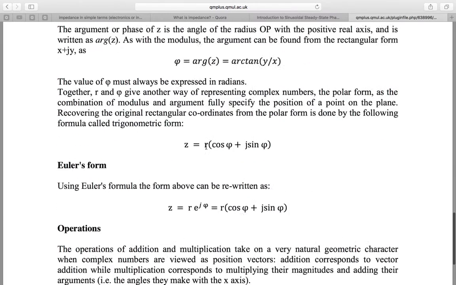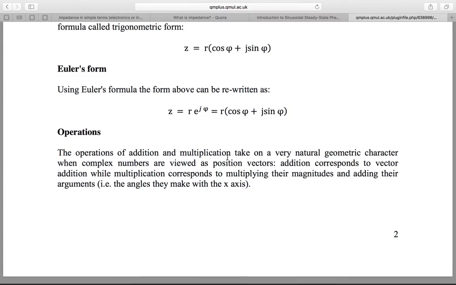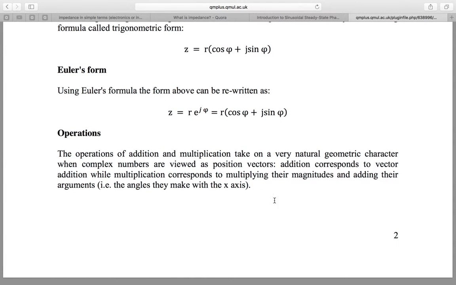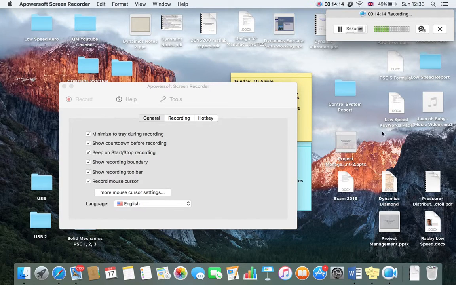Just remember, for operations: for summation, do the vector sum, while for multiplication you multiply the magnitudes and sum the arguments. And now we're going to talk about phasors.